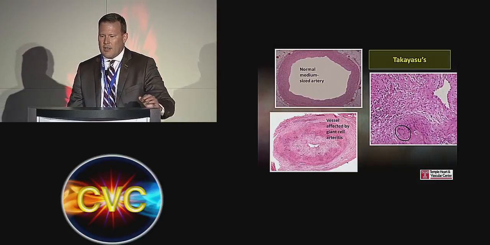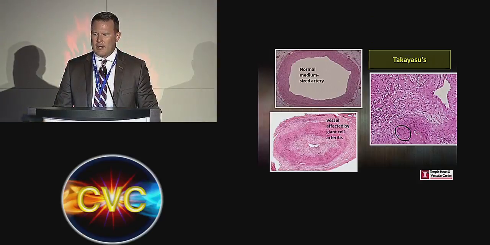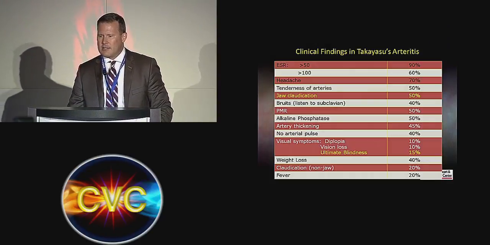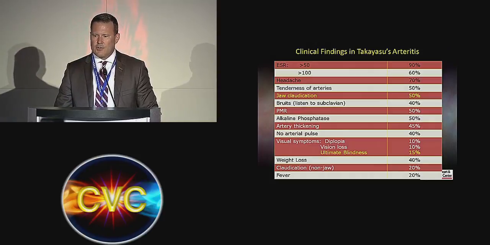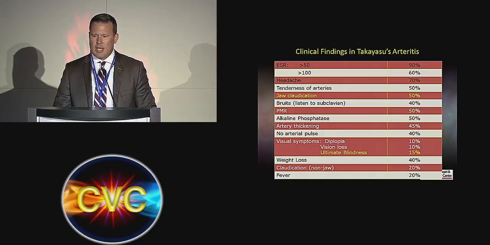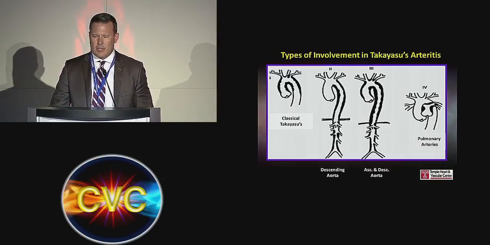Histopathology, it's affected by a giant cell arteritis, and you can see there all of the inflammation and pathophysiology for the occlusive disease. There are a number of different clinical findings associated with Takayasu's arteritis. As you can see here, it ranges from diagnostic clinical information, such as elevated sed rate, all the way to symptoms such as headache, tenderness of the arteries, jaw claudication, and other associated symptoms.